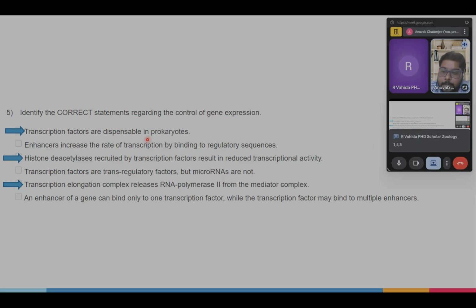Someone is answering. So they have said 1, 4 and 5. We'll go through in a bit which ones these are.